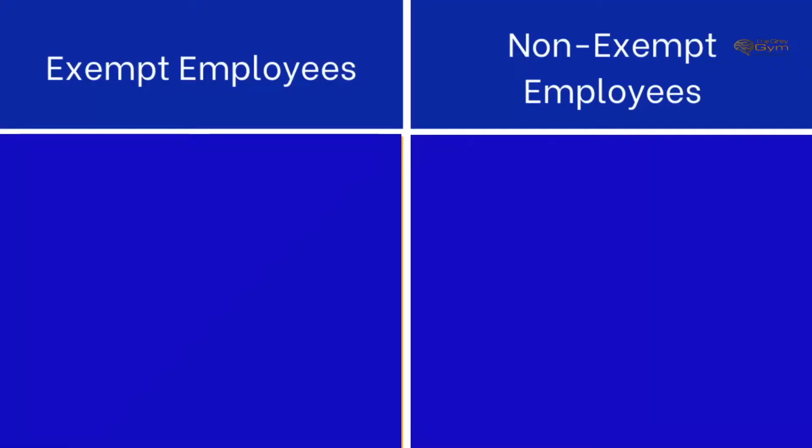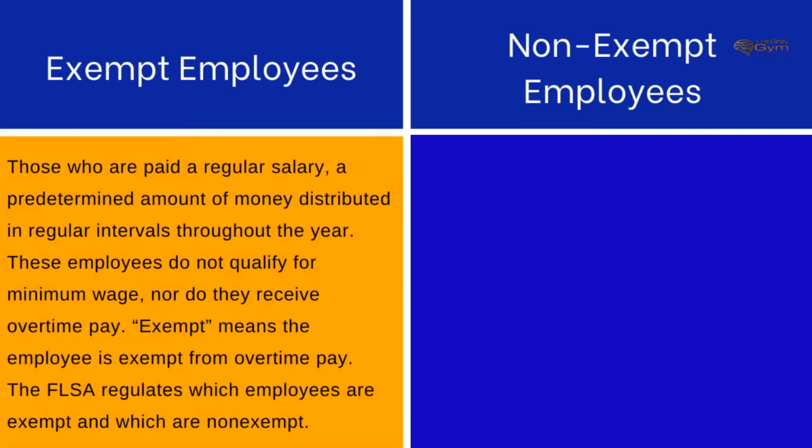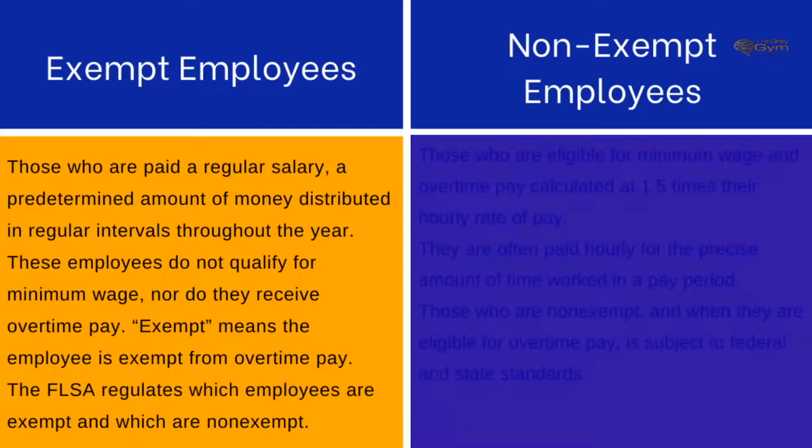Next, what is the difference between exempt and non-exempt employees? Exempt employees are those who are paid a regular salary, a predetermined amount of money distributed in regular intervals throughout the year. These employees do not qualify for minimum wage, nor do they receive overtime pay. Exempt means the employee is exempt from overtime pay. The FLSA regulates which employees are exempt and which are non-exempt.